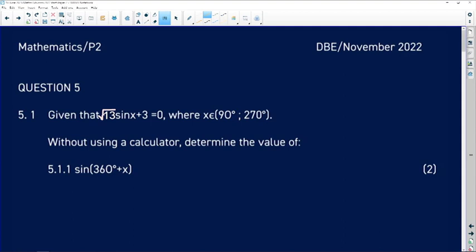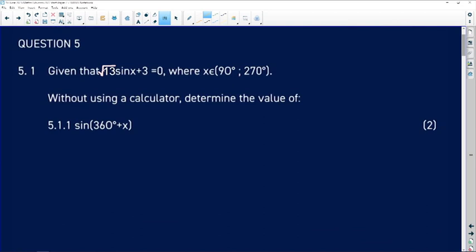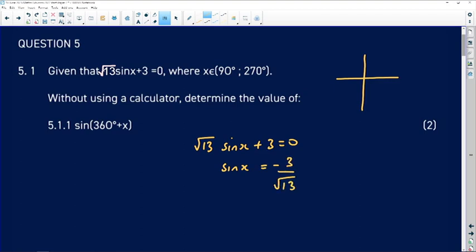Now, we have to first of all construct a diagram here. We have to know, of course, in which quadrant this diagram is going to lie. We are looking where, if I just take what was given to us, the square root of 13 sine of x added with 3 equals 0. That means we are looking where sine of x is equal to negative 3 divided by the square root of 13. So this is the quadrant where sine is negative.